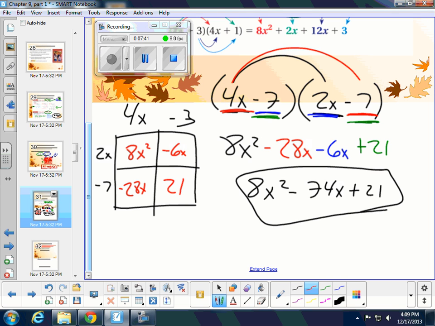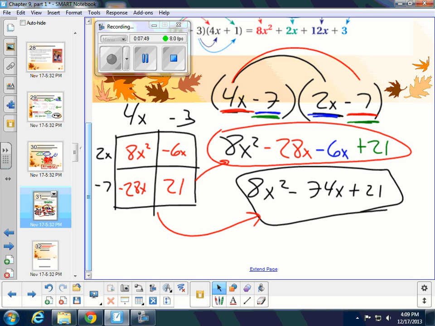What do you know? Those are all the same terms that I got right here. And then when I combine like terms, I would get this same answer. So again, just realize the FOIL method is just another method to get to the correct answer.